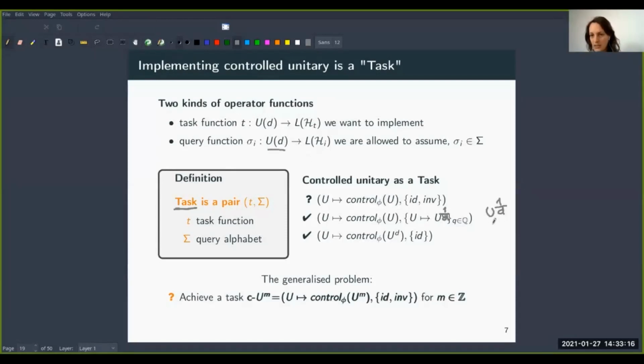If in their algorithm we replace these simply by queries to u, or this function by the identity function in the language of functions, then that algorithm will implement control u to the d. And so this is also possible by the same algorithm. Compared to our question, we define a family of tasks that I call CUM, where the task functions are control u to the m up to phase, and m being any integer. And our result is actually about this family of tasks.